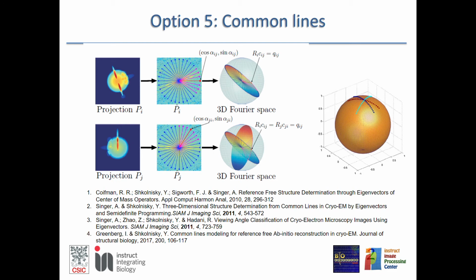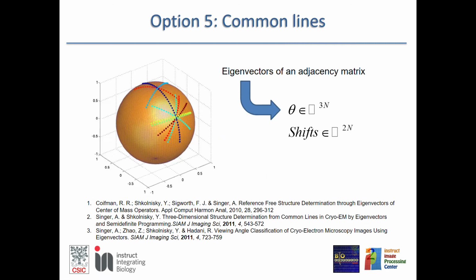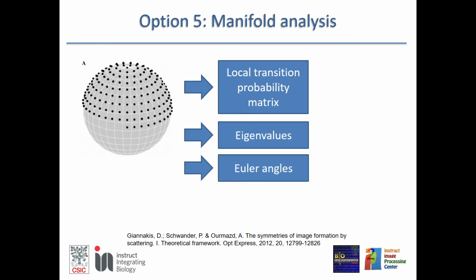And then there have been a number of works dealing with this 2D projection, with this common lines in Fourier space, and there have been very nice algorithms, especially those from the group of Amit Singer and Joel Skolniski. But again, in practice, they are not so much used. Okay, so there have been more proposals.